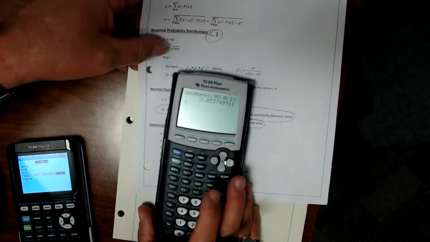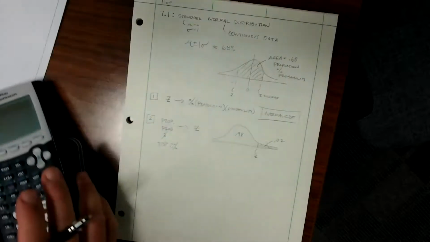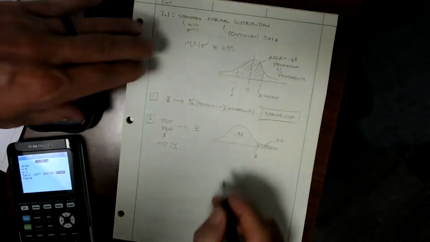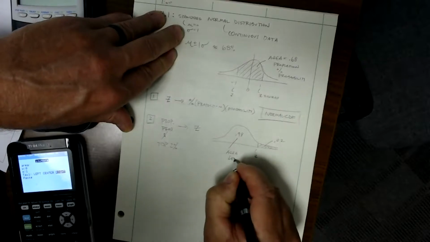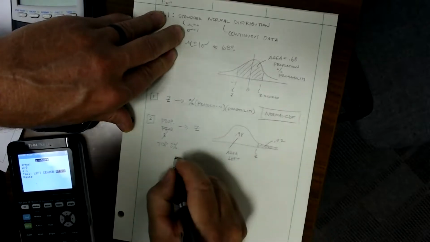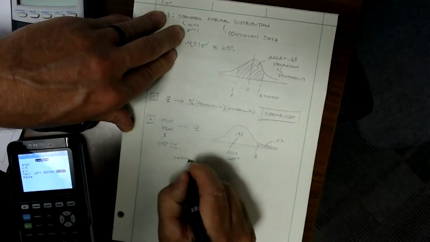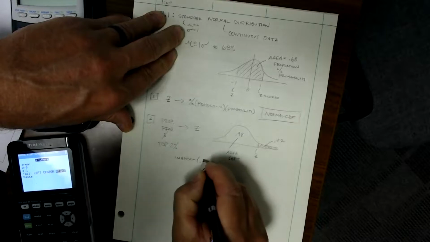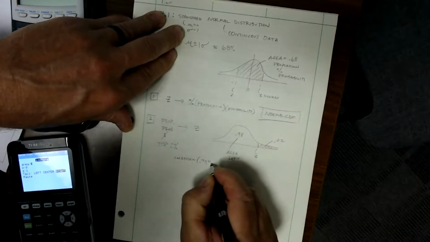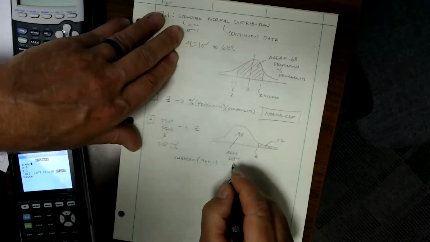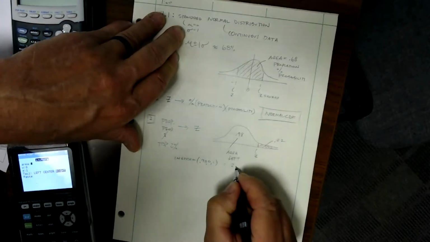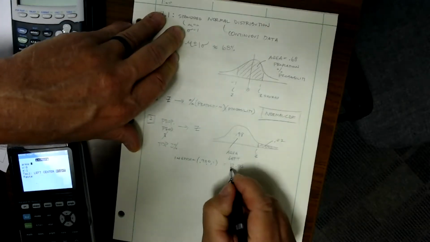We'll do some more examples. So this is the area left. So I typed inverse normal 0.98, 0, and 1, and it spit out 2.05. I don't care how you round this. I'm just going to call it 2.05.